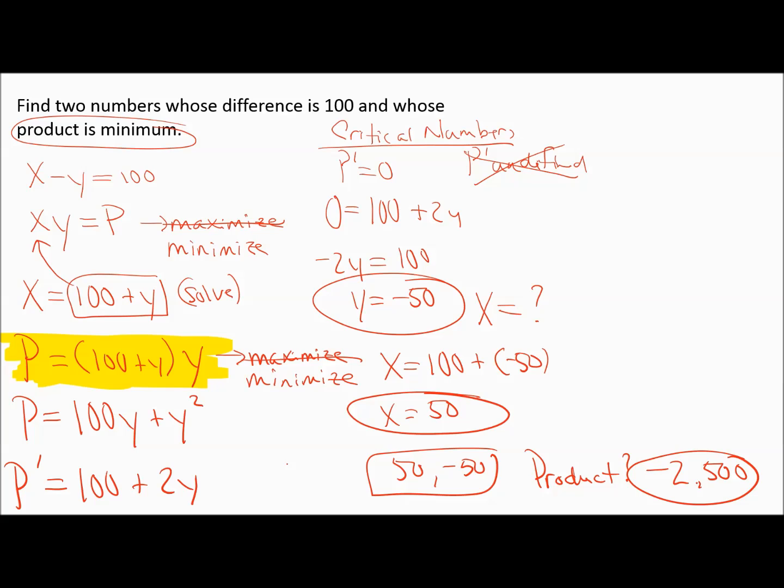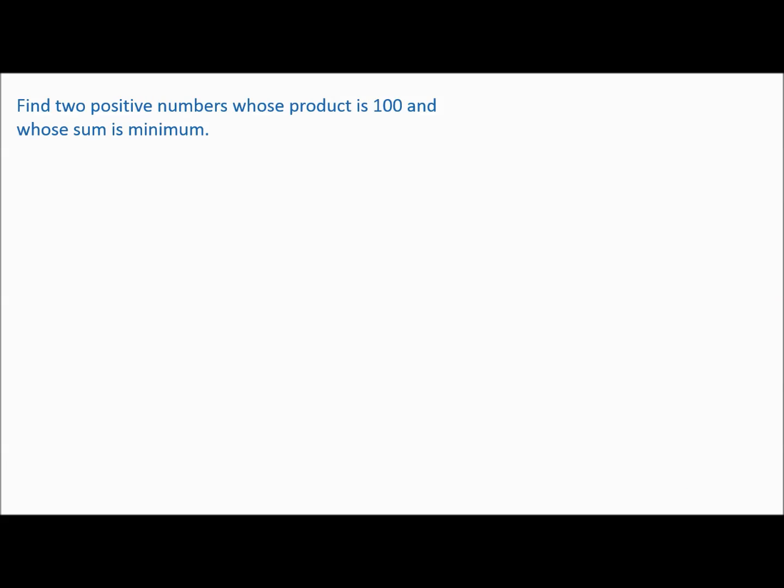So let's try another one, okay? So this time we want to find two positive numbers. So notice that they say positive, so any negative values we get don't apply. Find two positive numbers whose product is 100 and whose sum is minimum. So we got another minimum situation, but this time the sum is minimum. So our constraint equation, two positive numbers whose product is 100. So how about we do x times y equals 100?